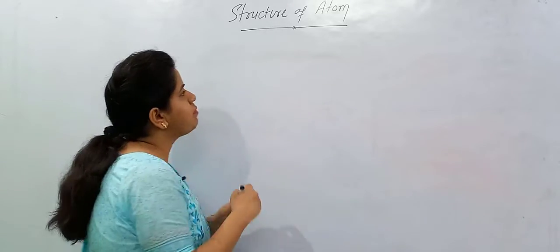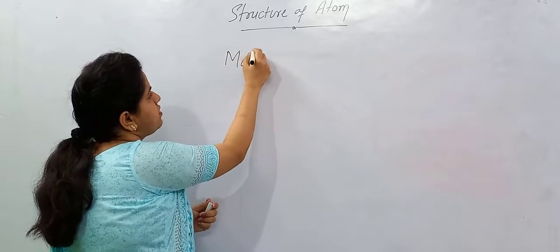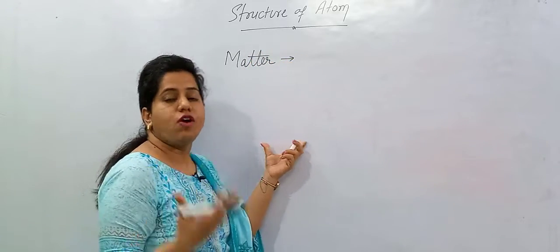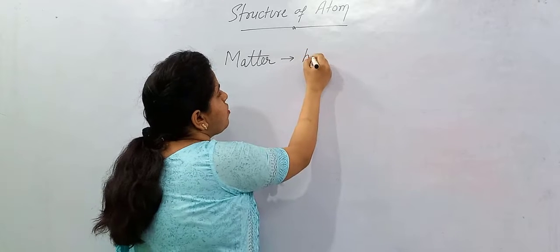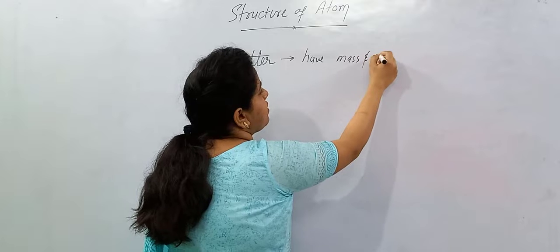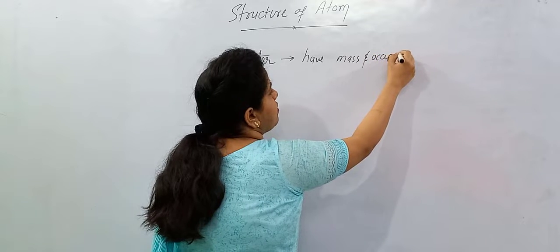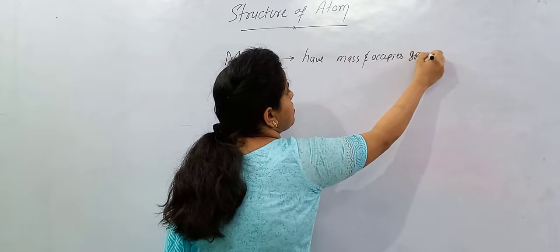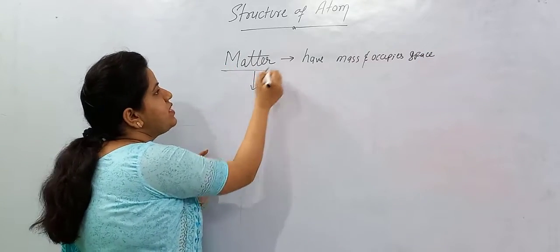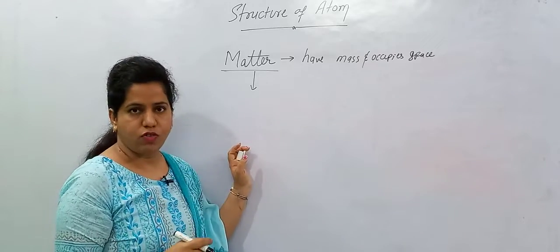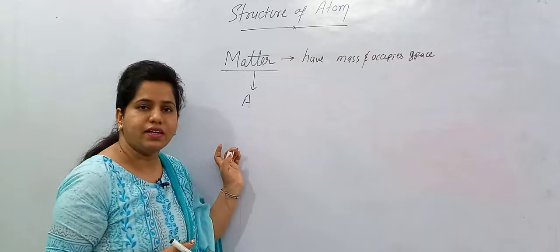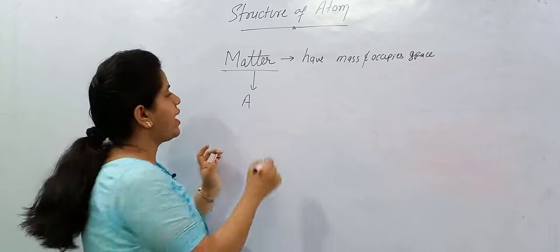Okay, so let's talk about matter first. As I told you, matter is nothing but an object which has mass and occupies space. Now, as I told you, atoms are the smallest unit of matter. So when we break any matter, we find n number of atoms.